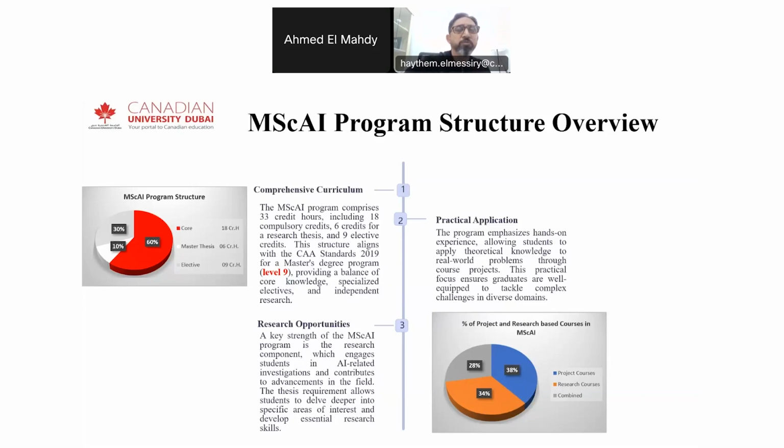And then you're going to have 6 credit hours, which is equivalent to 1 course, for a master thesis. And later on, we're going to see the study plan and the distribution of the courses itself. So this is the first component of the comprehensive curriculum.